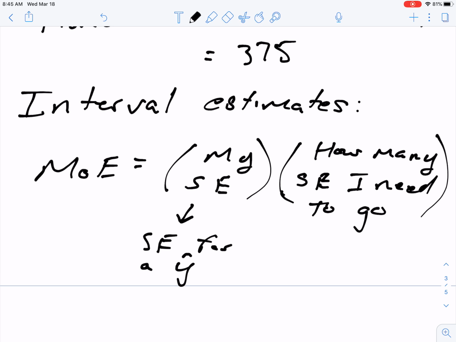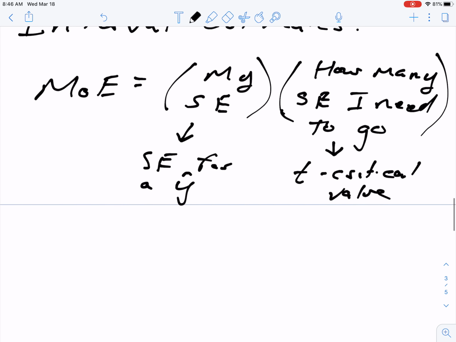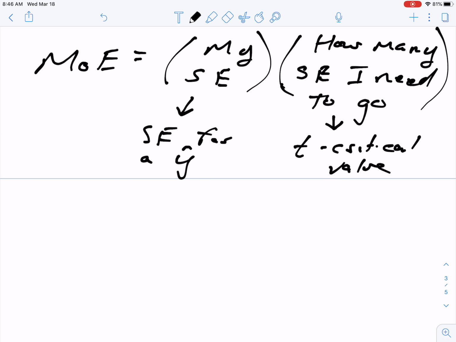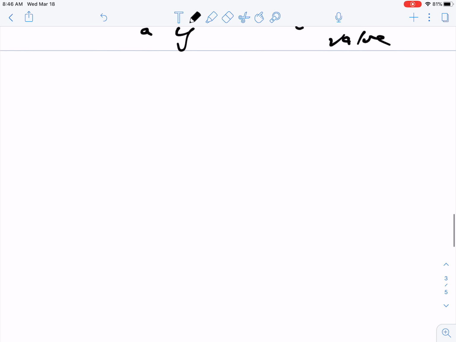So notice that this margin of error formula has not changed. What has changed is, well, what are we getting the standard error for? Now we're getting it for a y hat, a predicted number from a regression line. This will be a t critical value, basically, that tells you how many standard errors you have to go. So those are always the two components. Nothing has changed about that. All that's changed is our new estimate is now a y hat, and that's going to have a different standard error formula than before. So that's the important thing to remember here.